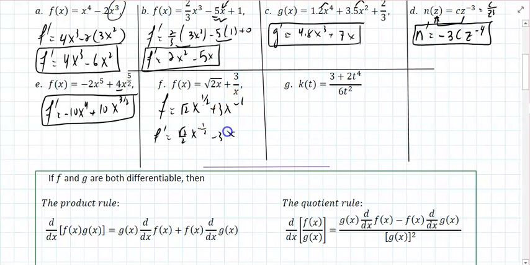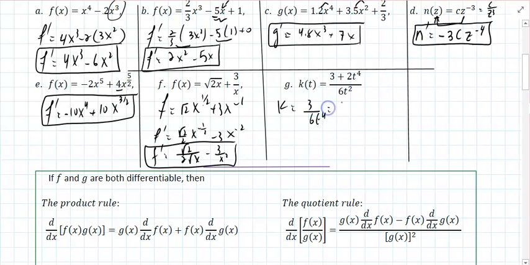Bring the power down, subtract 1 from the power. So you're going to say f prime is radical 2 over 2 radical x minus 3 over x squared. That's simple. Here, I'm going to use my technique in algebra and write this as two power functions.